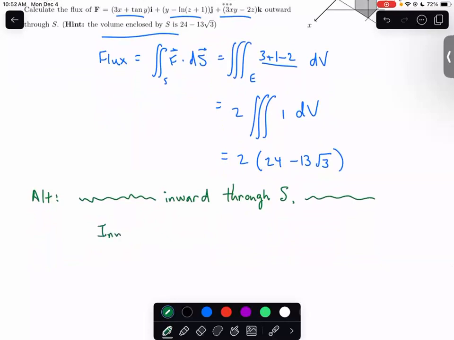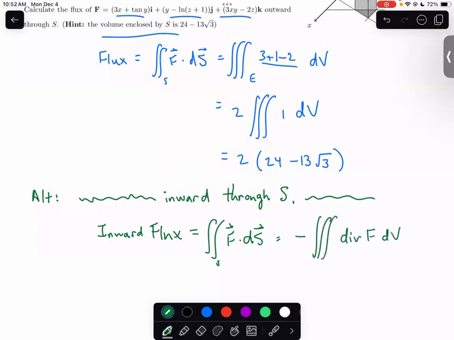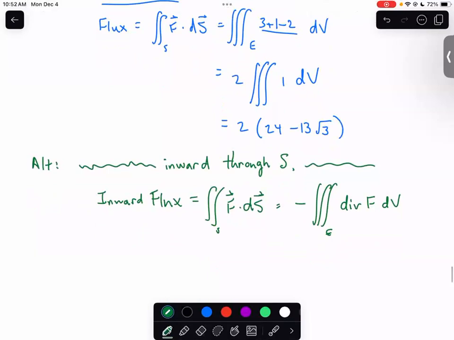So if you were interested in an inward flux, F dot dS, where this dS is now an inward pointing normal vector rather than an outward pointing normal vector, this would just be equal to the negative of, and you could still use your divergence theorem, essentially, but now you're just off by a negative because you're calculating inward flux rather than outward flux. And so our final answer would just be the negative of this.